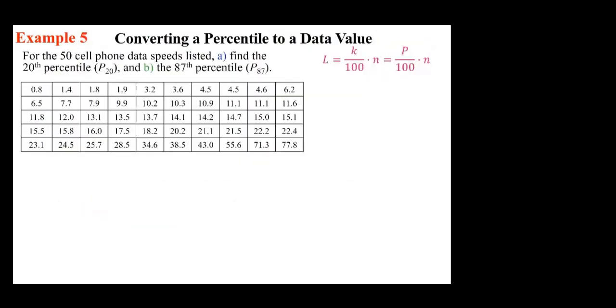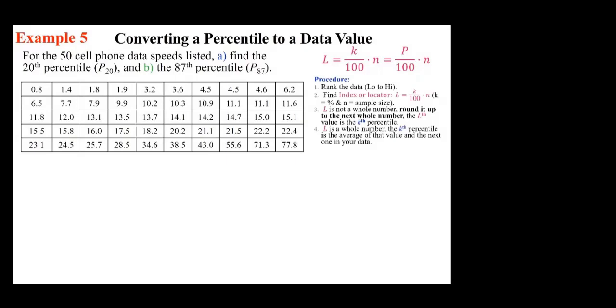We want to find the 20th percentile and then the 87th. So we are looking at the same piece of data. We're going to look at part A. We are repeating the same question essentially. You can think of it as a continuation of the same question. So look at the formula at top: L equals K over 100 times N, or P over 100 times N. We want to locate that.